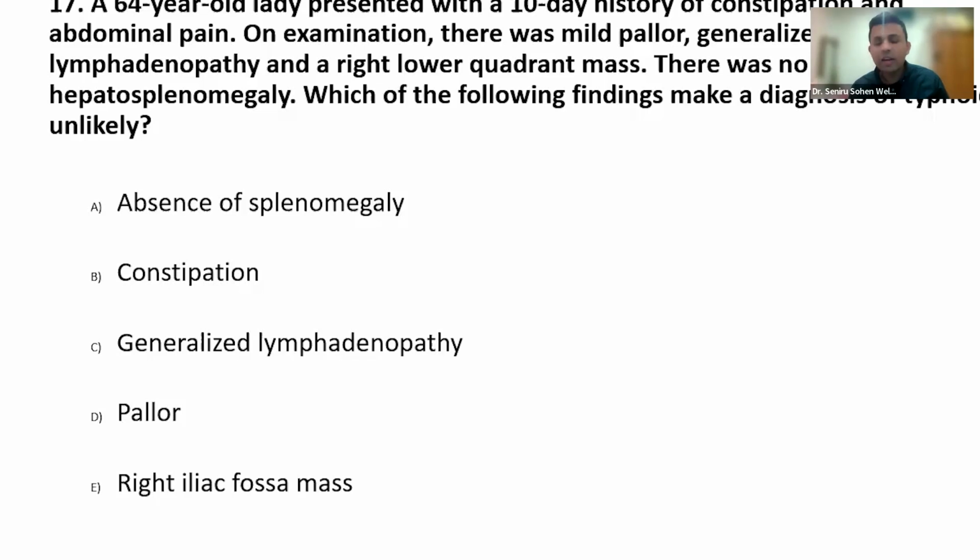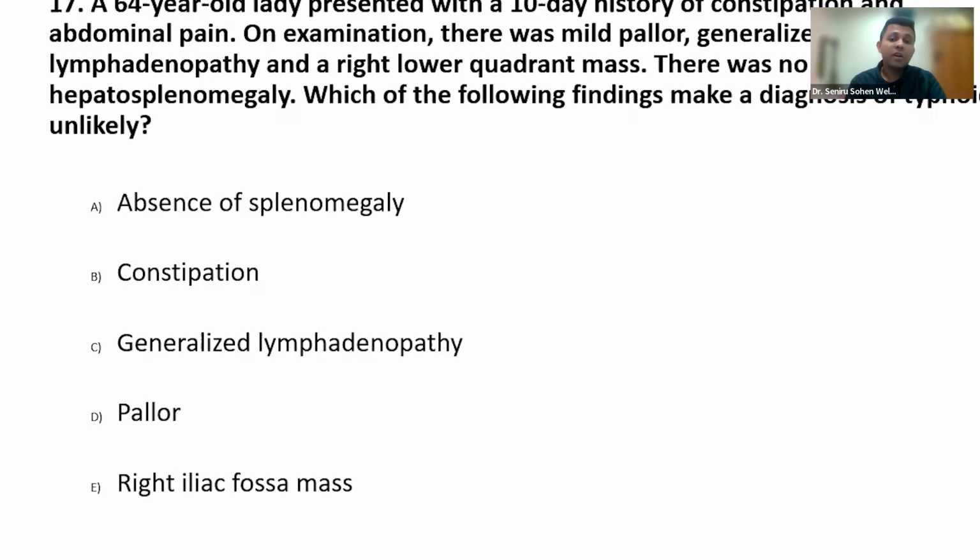unlikely? Okay, which of the following findings make a diagnosis of typhoid unlikely? Right. So typhoid is again a common illness, and we have to suspect it in patients who have significant exposure to typhoid contents, that is contaminated food and water, and also in patients presenting with PUO.